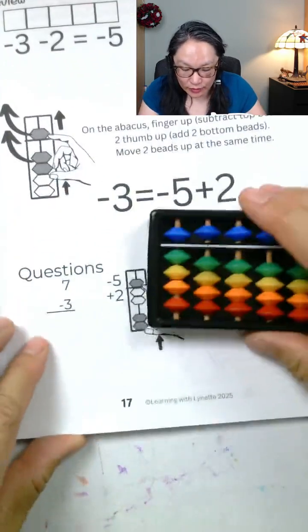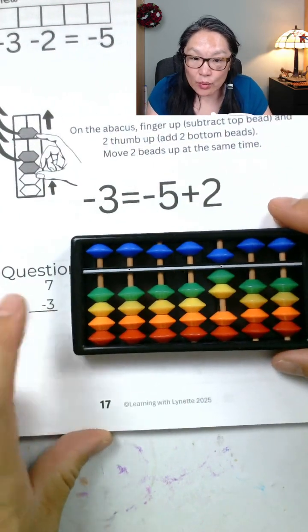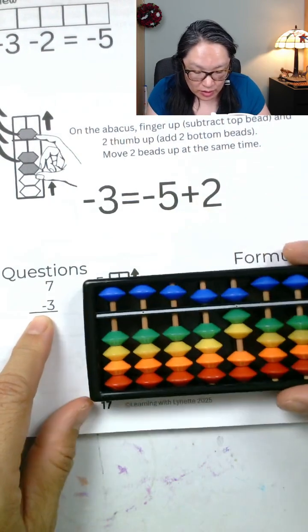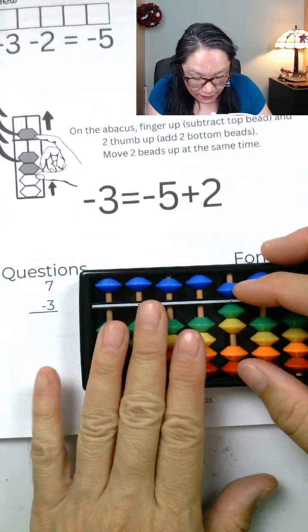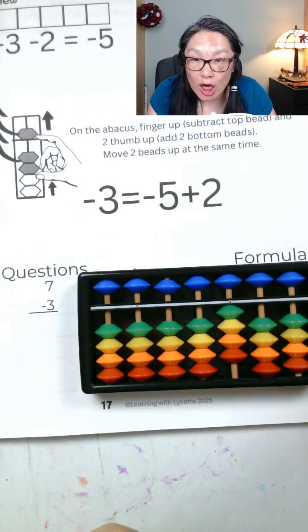Oh yeah, we're going to continue on. So we have 7 on the abacus. We're going to take away the 3. When we take away the 3, what are we going to do? We need to minus the 5 plus the 2. And again, this is what we see. Minus the 5 plus the 2. So my final answer is 4.